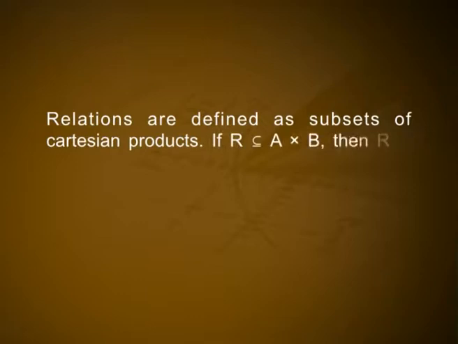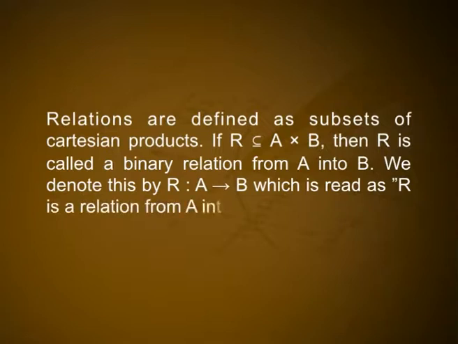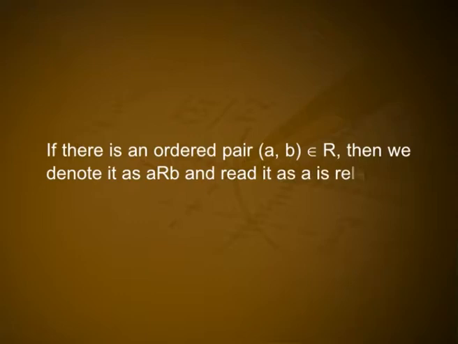Relations are defined as subsets of Cartesian products. If R is a subset of A cross B, then R is called a binary relation from A into B. We denote this by R from A to B, which is read as R is a relation from A into B. Note, the sets A and B are called respectively the domain and codomain of the relation R. If there is an ordered pair (a, b) belongs to R, then we denote it as a R b and read it as a is related to b under the relation R.